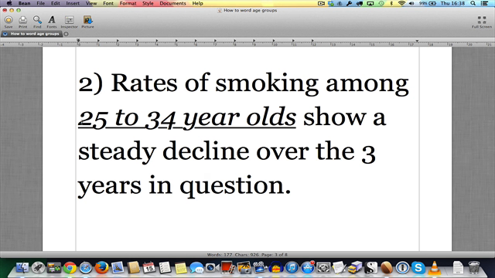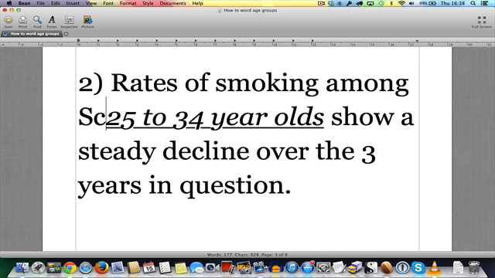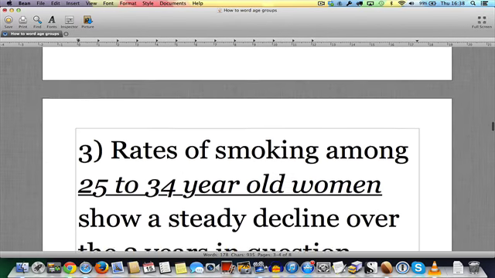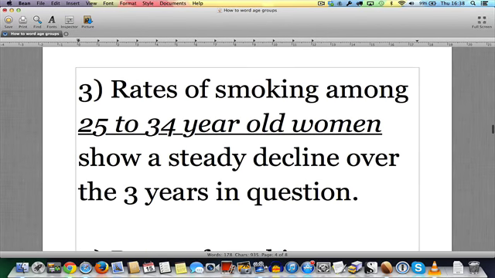Okay, so here you see we have not included any sort of noun to begin this with. We don't say women 25 to 34-year-olds. That would be incorrect, and we could not word it that way. I could dress this up, though, by saying Scottish 25 to 34-year-olds. That would be fine.